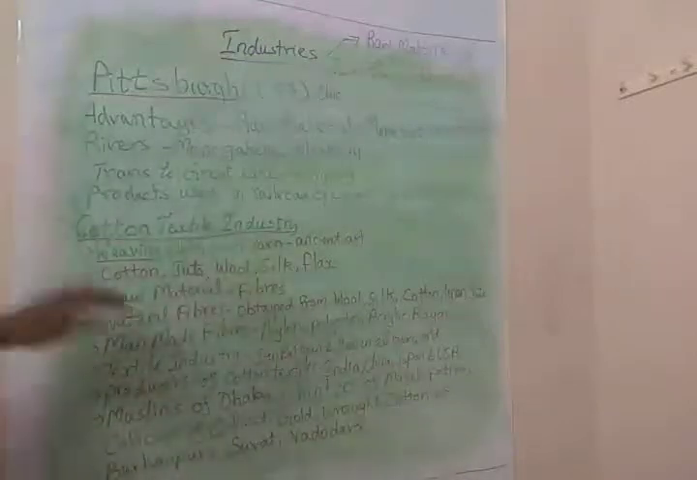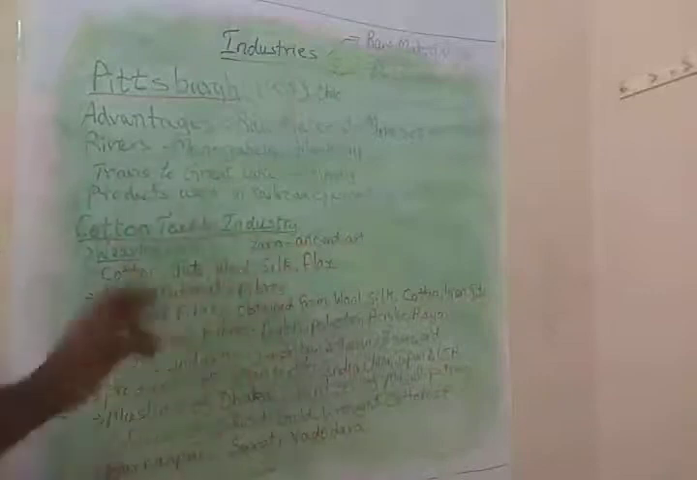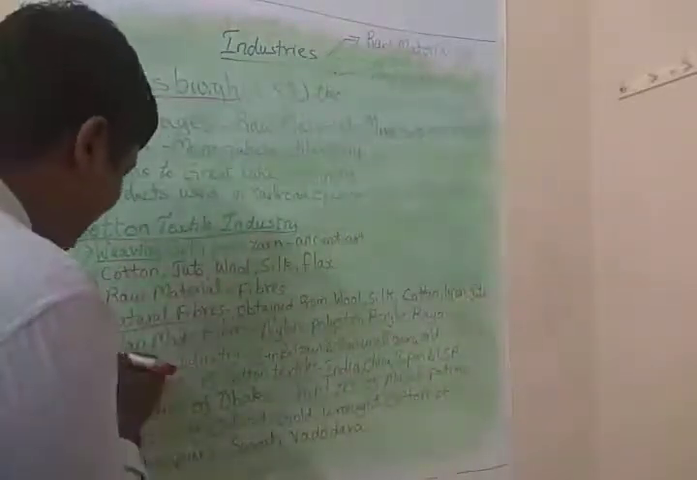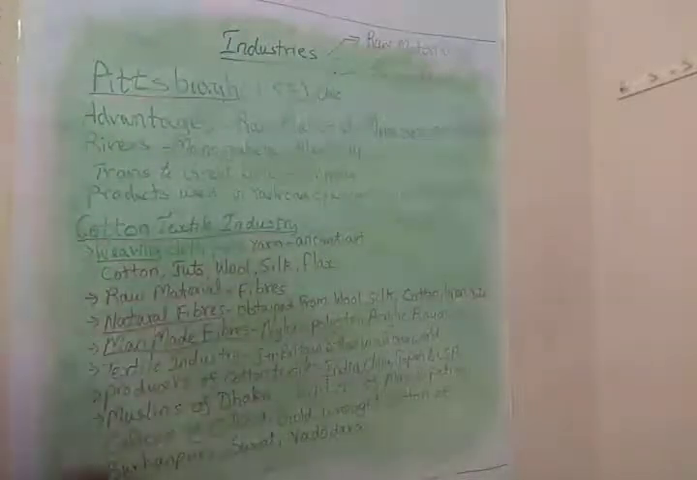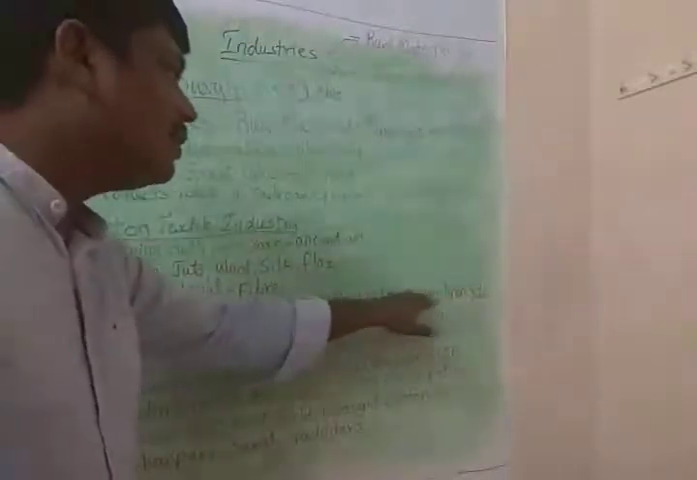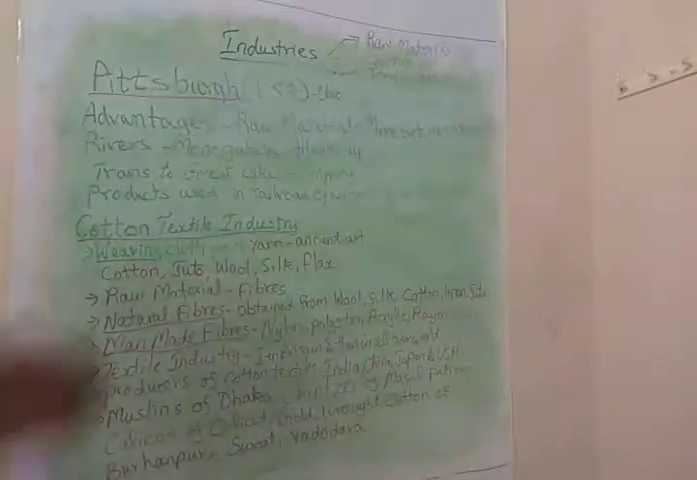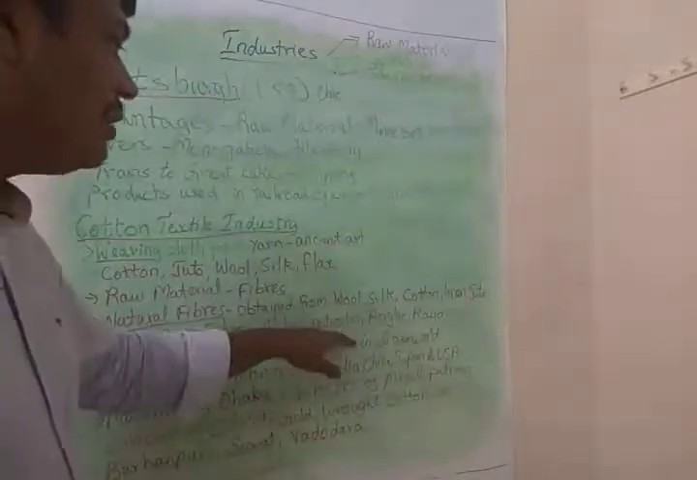So for that, there are two types of fibers we are using. One is natural fibers and the next one is man-made fibers. What are the main natural fibers? These natural fibers are obtained mainly from wool, silk, cotton, linen and jute. In the same way, man-made fibers means artificial, and that is mainly nylon, polyester, acrylic and rayon.